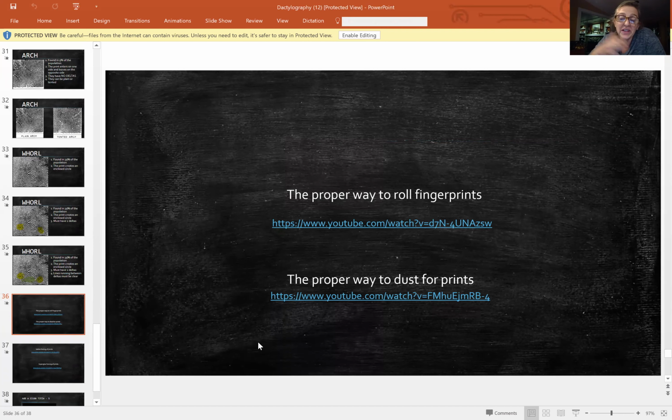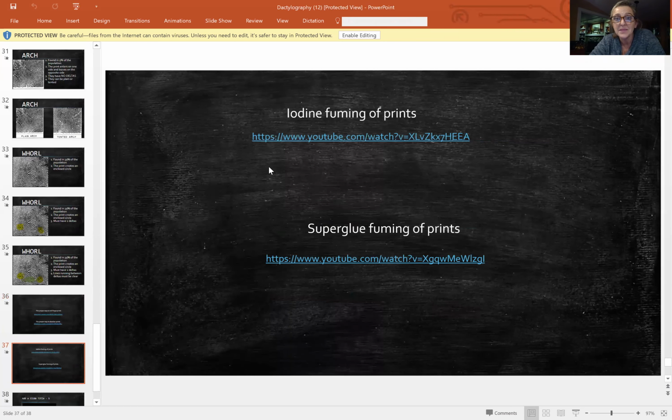So the next 2 weeks, you're going to spend a little time watching videos. This video is going to show you the proper way to roll out your fingerprints. This one's going to show you the proper way to dust for prints. Two other ways that we can lift those latent or invisible prints is we could use iodine or we could use super glue.